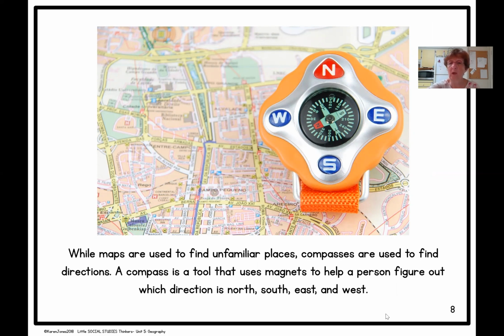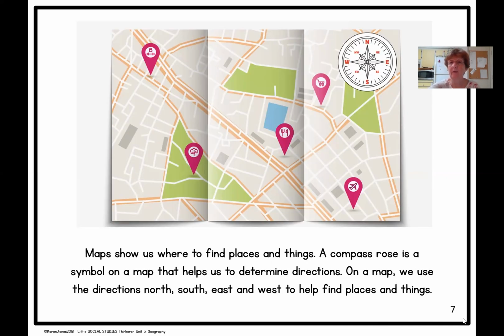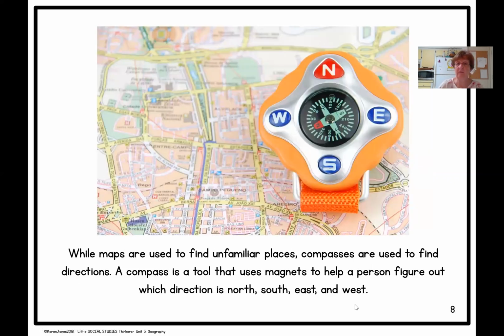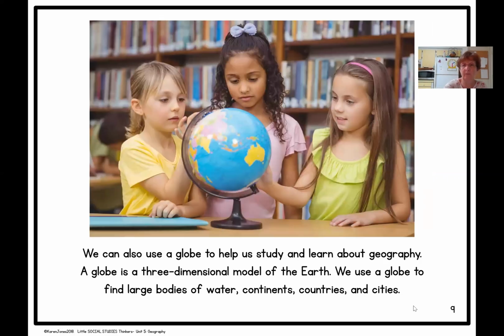So let's go back because this is a compass rose. It's on a map and it tells us the direction north, south, east, and west. So a compass rose is right there on the map, helping you to find places and things. A compass, okay, uses magnets to help a person figure out which direction is north, south, east, and west.